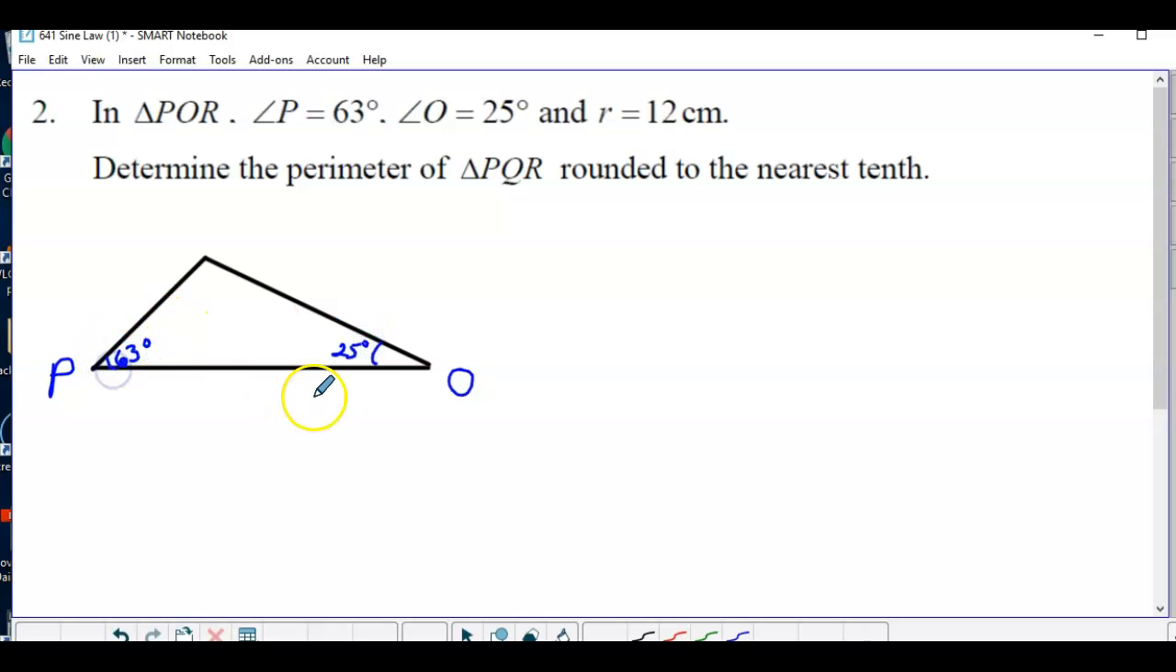A little thing, but it doesn't really matter. So I don't know what this one is. It's called POR, so this would have to be my R. Okay, and that means lowercase r is opposite the angle R, so that's going to be 12 centimeters. So I've labeled everything that's given to me, and it says determine the perimeter. So I'm going to have to find the other two sides.